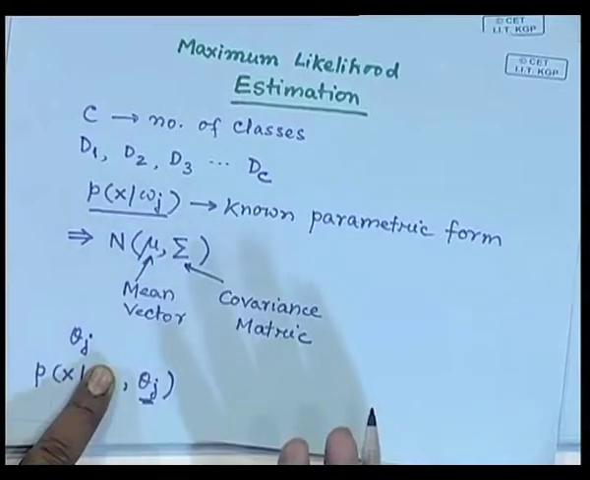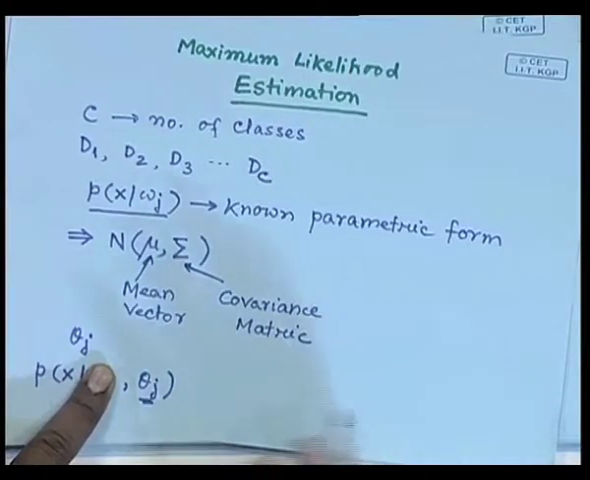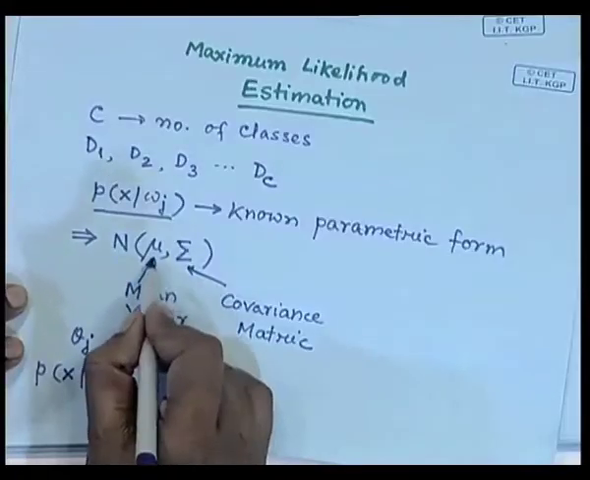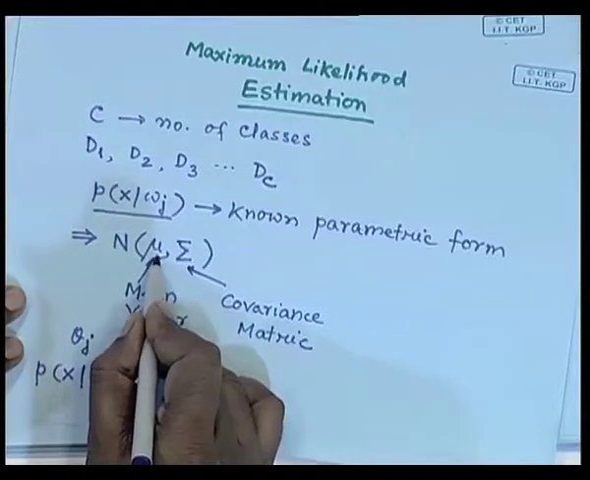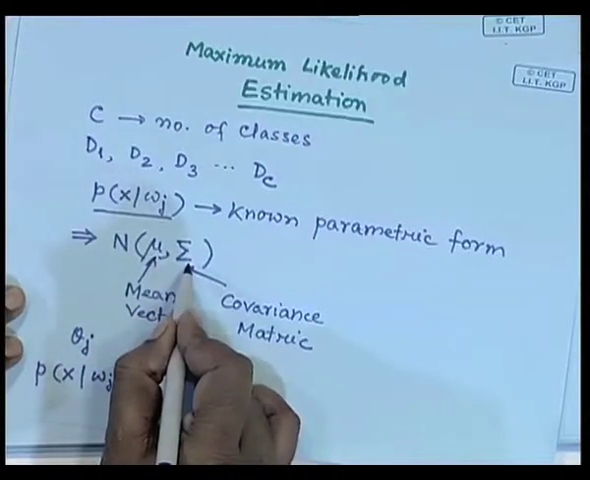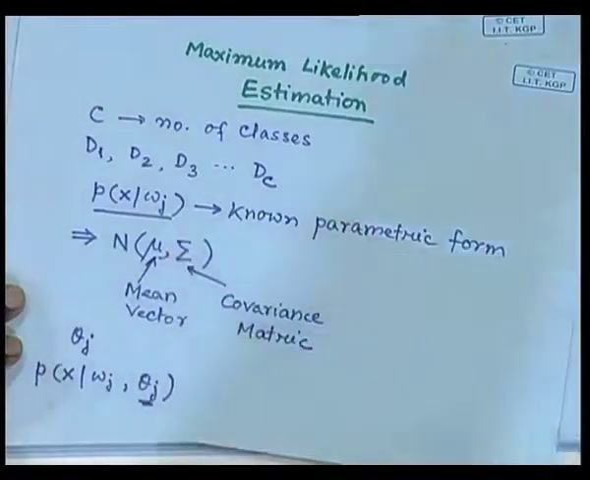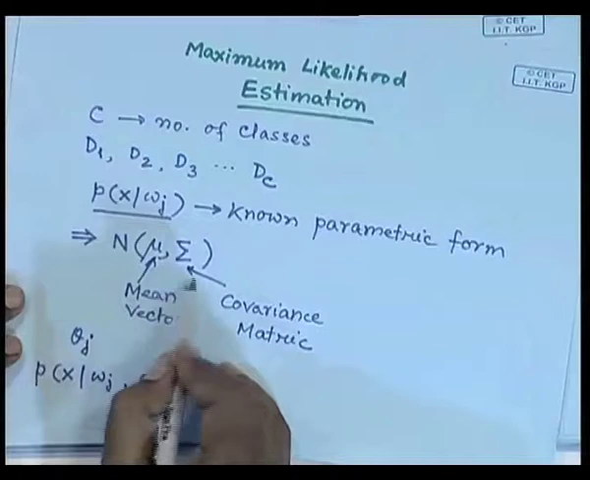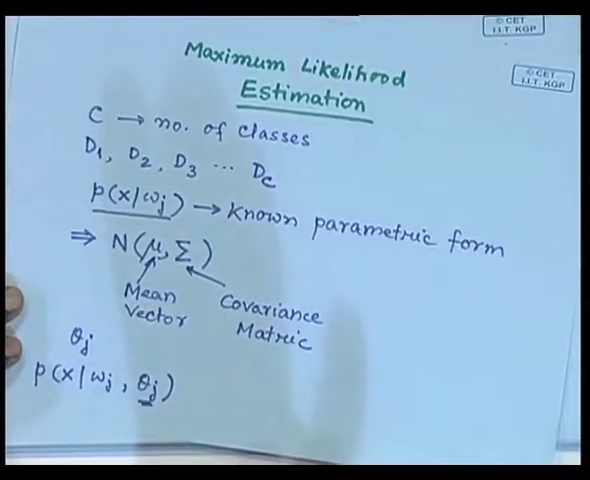It is the parameter vector that describes the probability density function. Theta j simply tells you the shape of the probability density function. Like in the case of Gaussian or normal distribution, theta represents the components of mu and the covariance matrix sigma. Is that okay? Similarly, for some other probability density function, the components of theta will be something else.